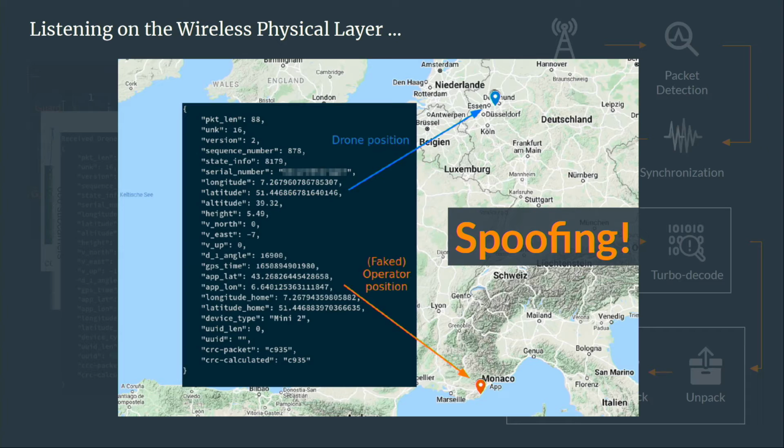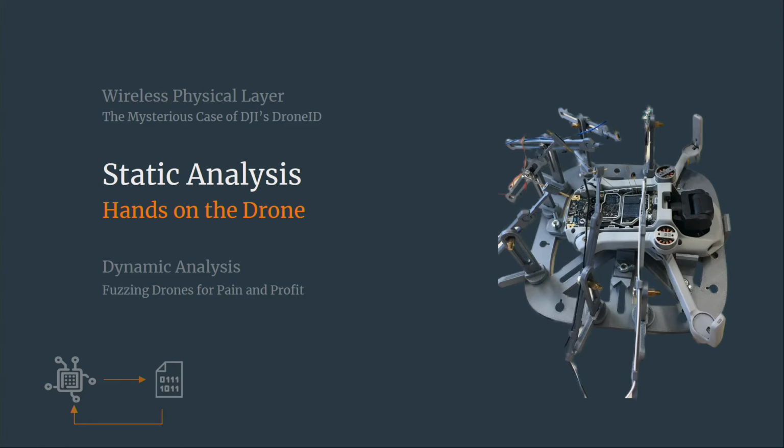Furthermore, we found in the later analysis of these drones that we can also completely disable the DroneID transmission, which shows us that this countermeasure is not applied sufficiently. So now let's talk about the drone's hardware. And let's perform some basic analysis steps to go deeper into such a system.